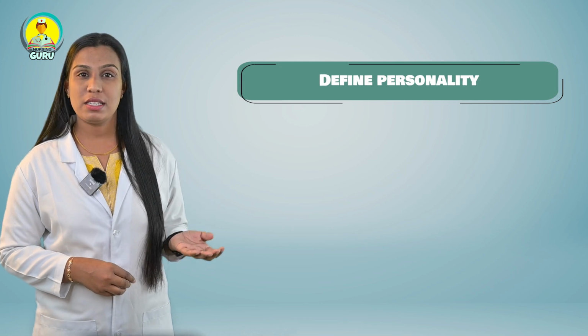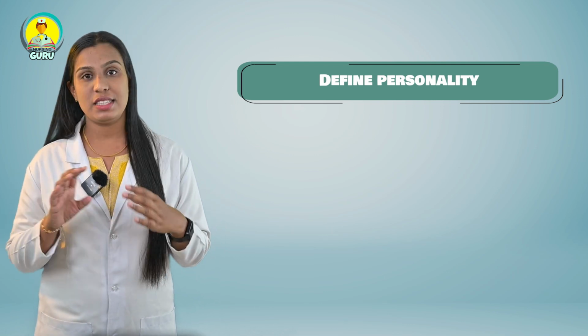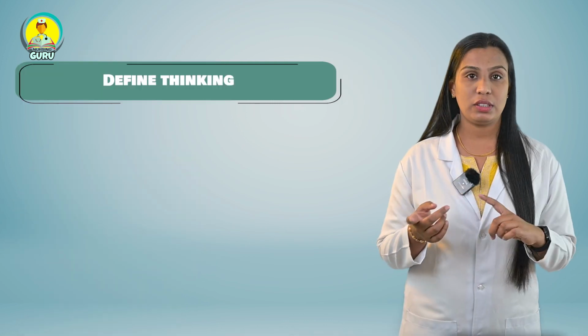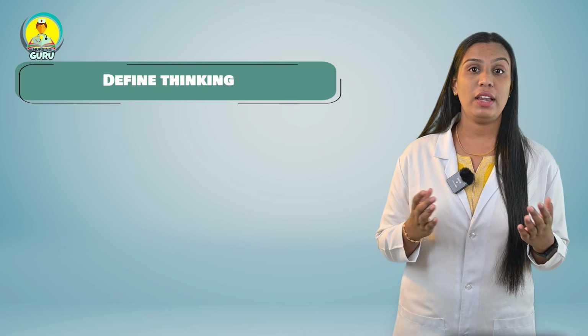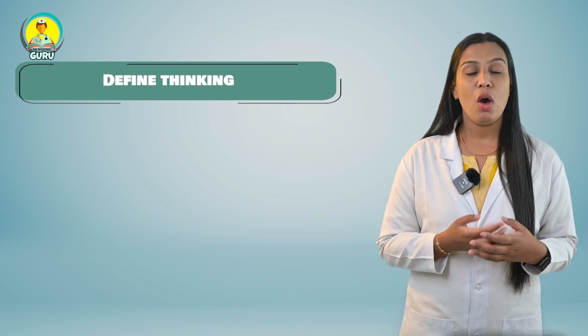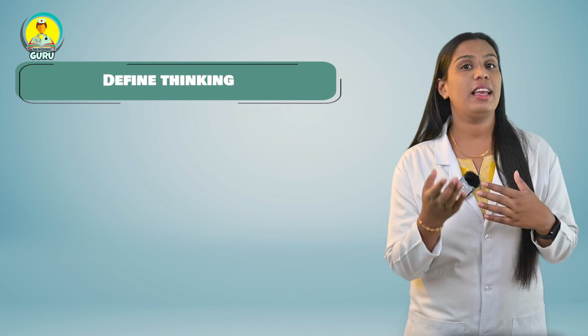Next question is define personality. The sub questions are mention the types of personality, explain the factors influencing personality. The next question is define thinking, and classify and briefly explain the types of thinking, or otherwise you will get a question like importance of creative thinking in nurses.